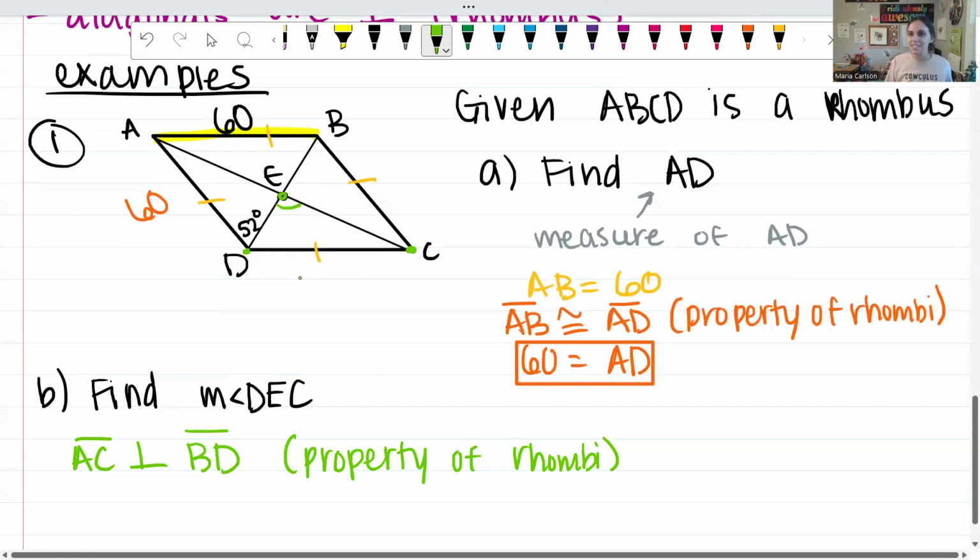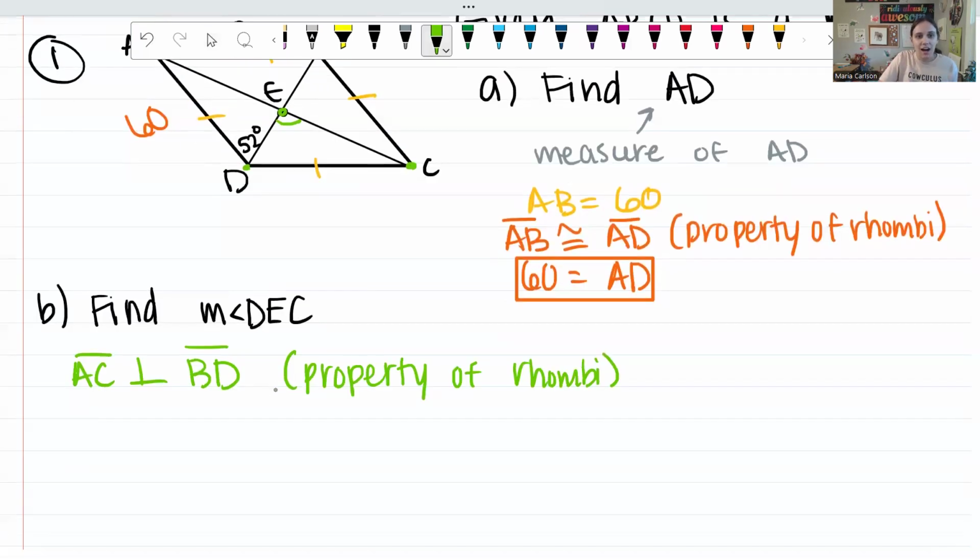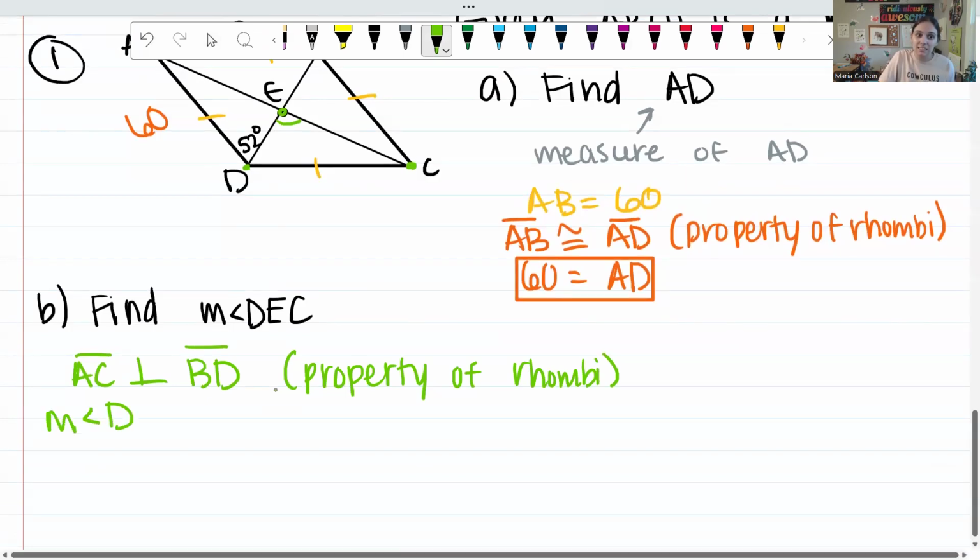Rhombi, multiple rhombuses. Which means then that our measure of angle DEC, which is formed by those two perpendicular lines, has to be 90 degrees because those two lines are perpendicular.